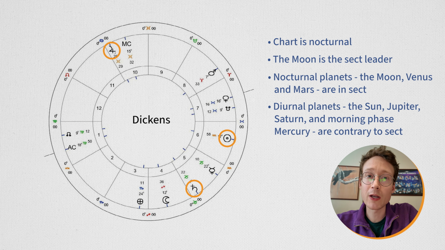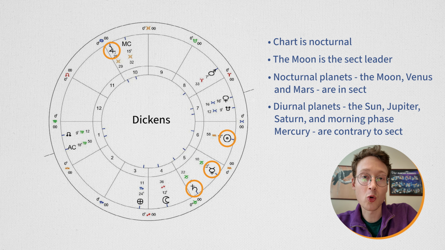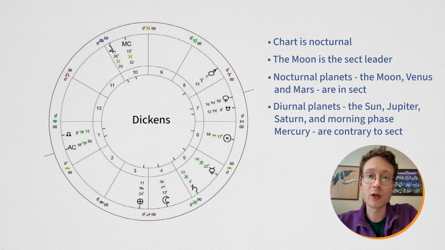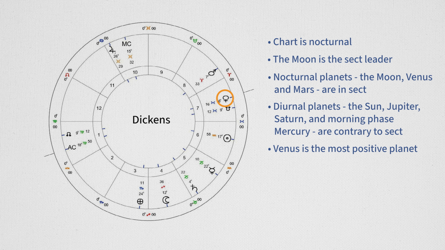If we look at Mercury, it's located in the 5th house, which means it will rise before the sun and is in the morning phase. That means it's part of the day team. Looking for the most positive planet in the chart, we'll look for the in-sect benefic. That's Venus, which is located in the sign of Pisces in the 7th house. The most negative planet, the contrary to sect malefic, will be Saturn, which is located in the 5th house in the sign of Capricorn.